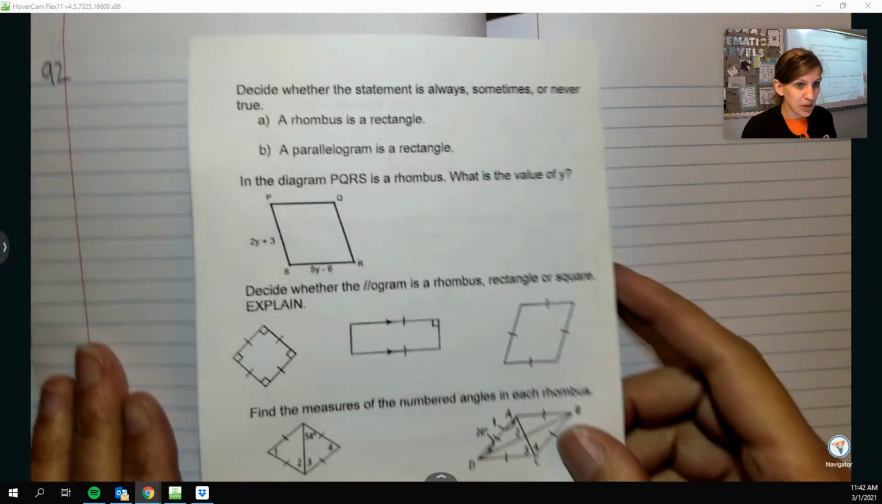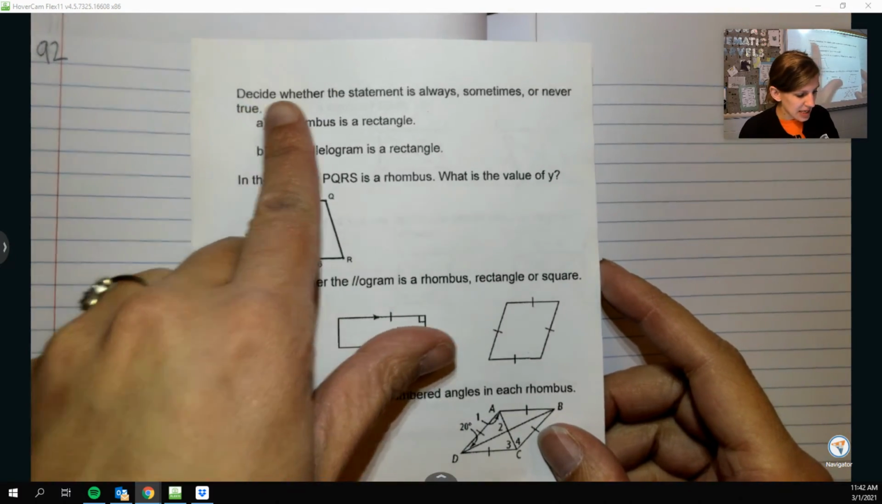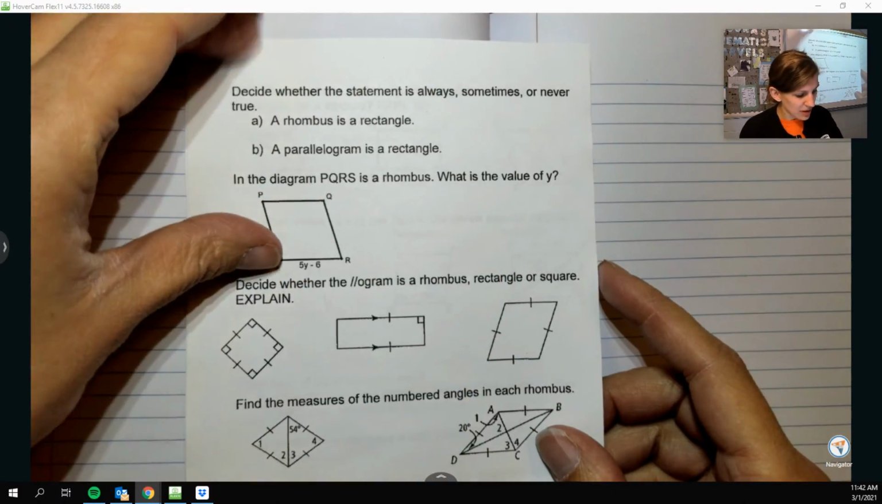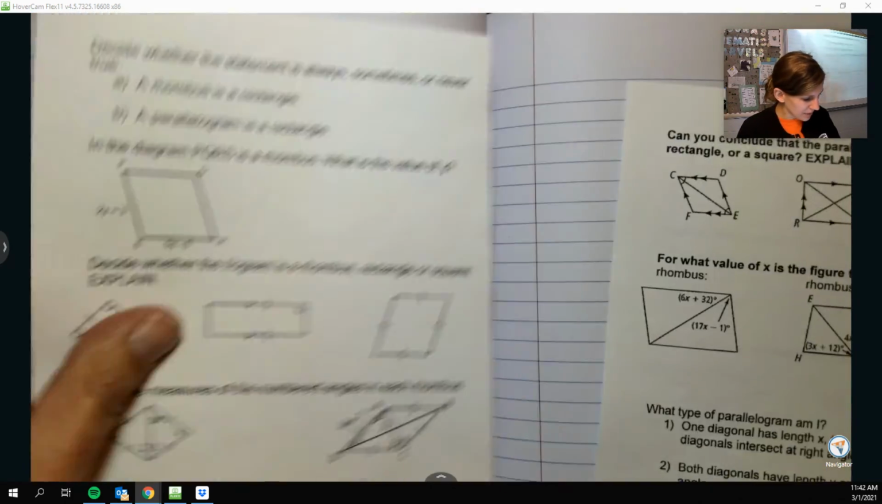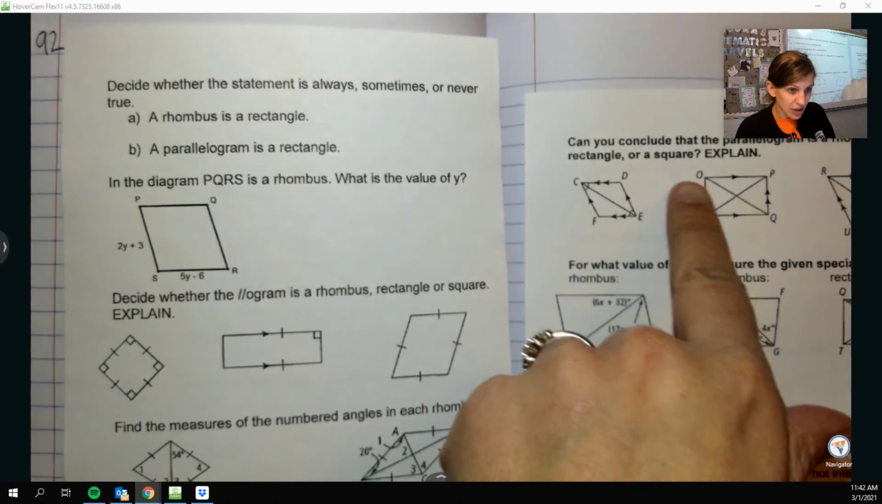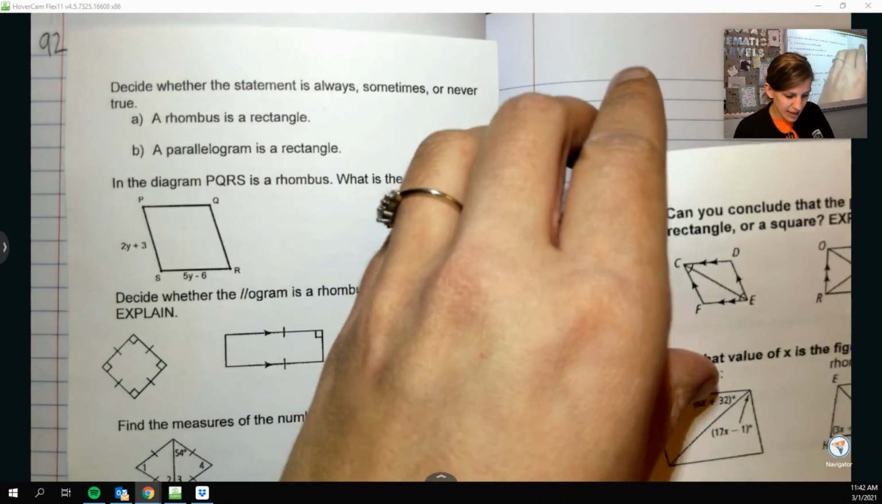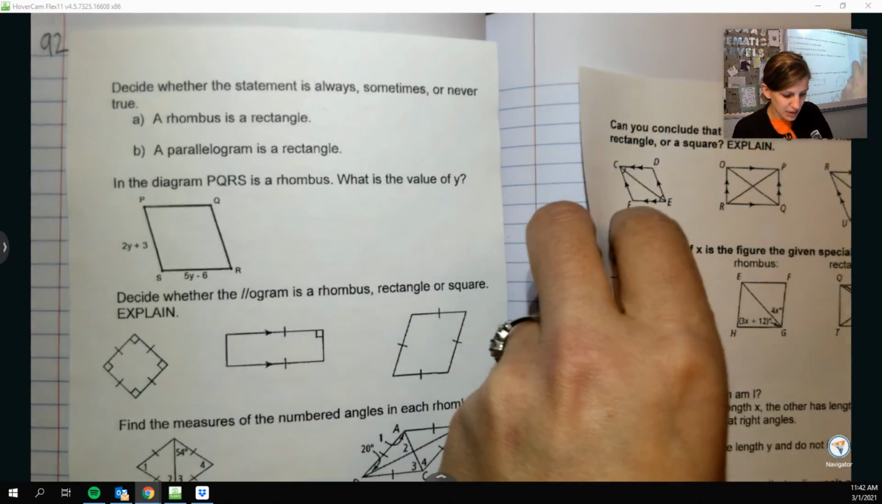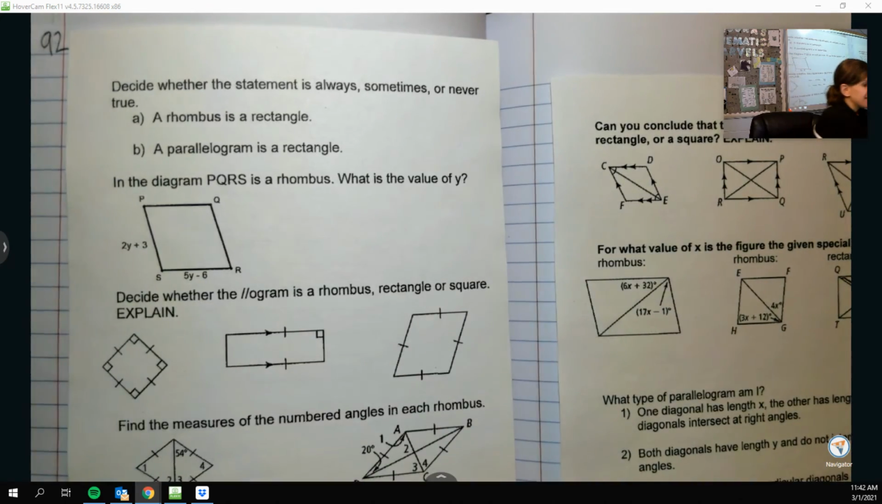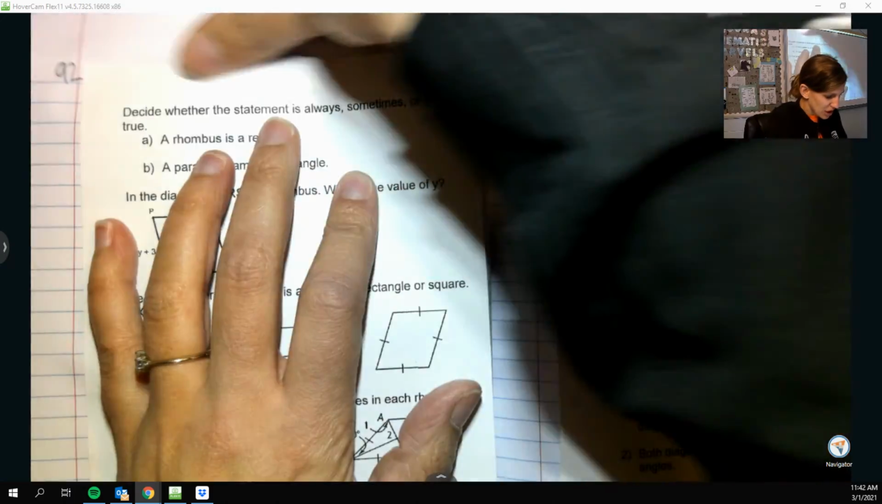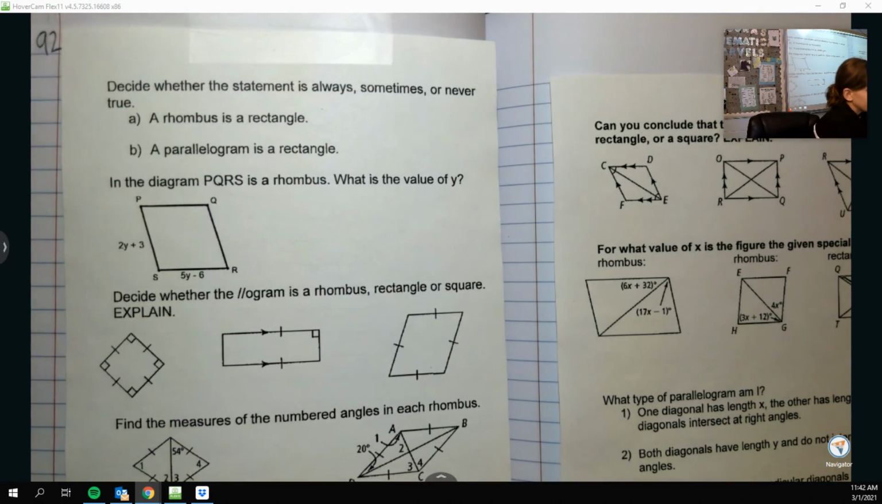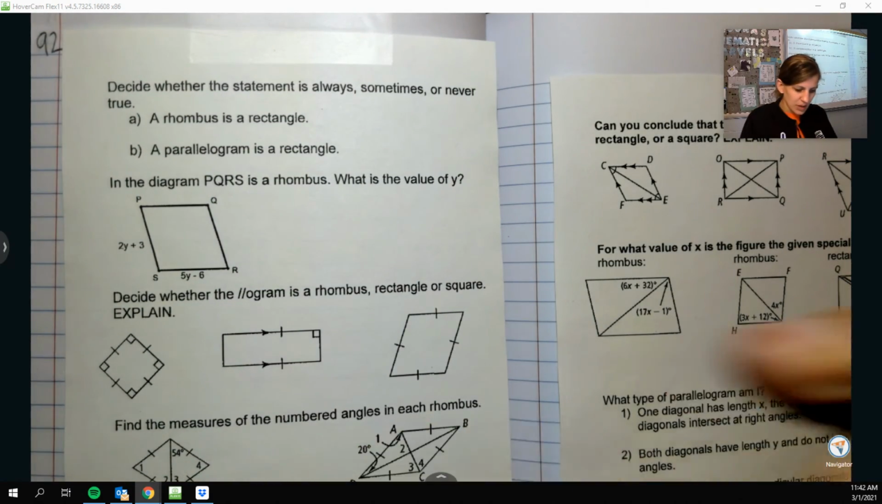And then we're just going to put these right in order. So the one that says decide whether a statement is always, sometimes, or never true, that one we will put on 92. Can you conclude that the parallelogram is a rhombus? That'll go on 93. And then the last one we have will go on the next page, 94. So we'll get these 2.